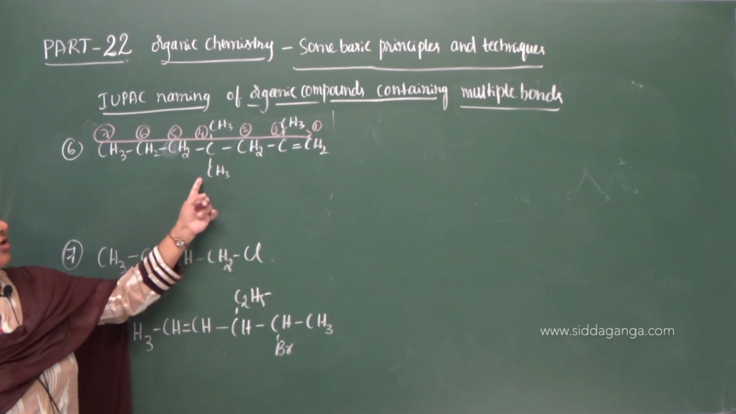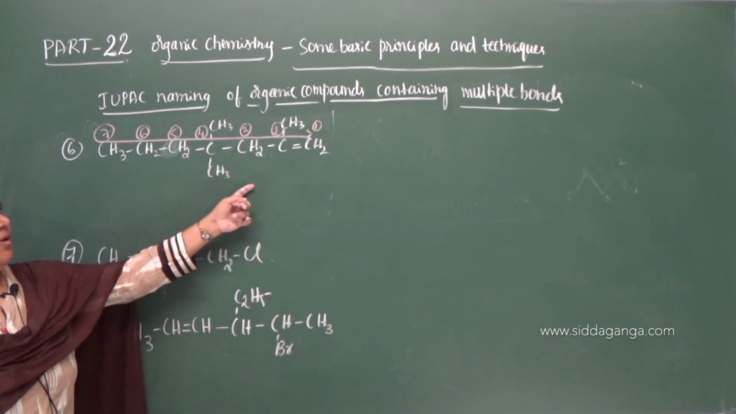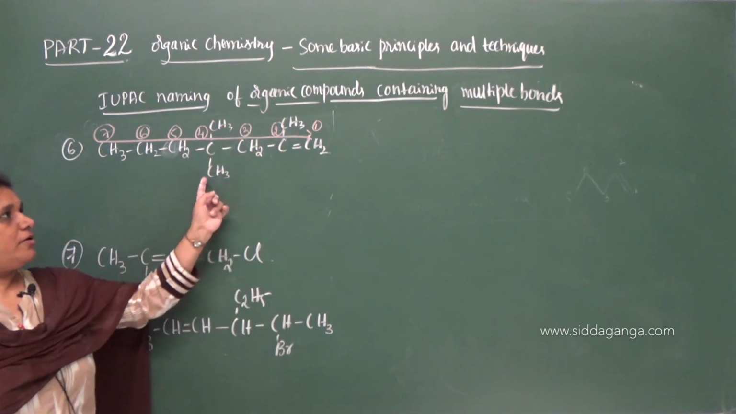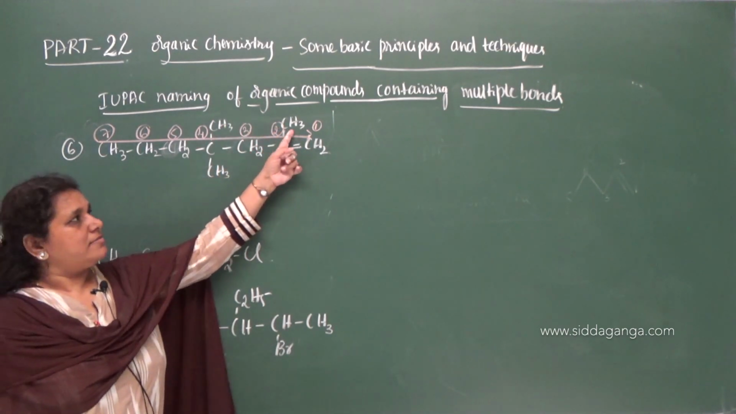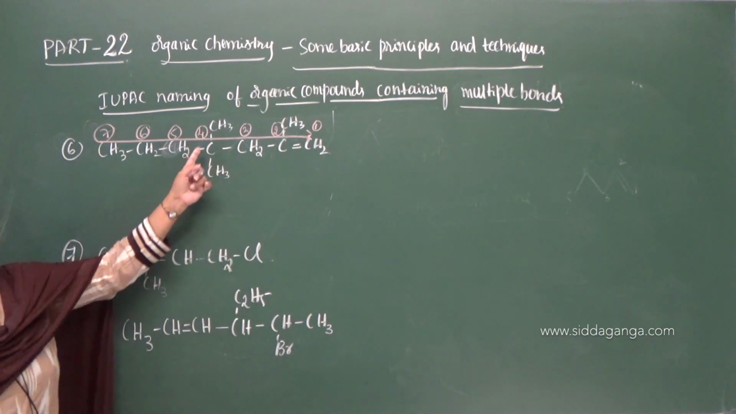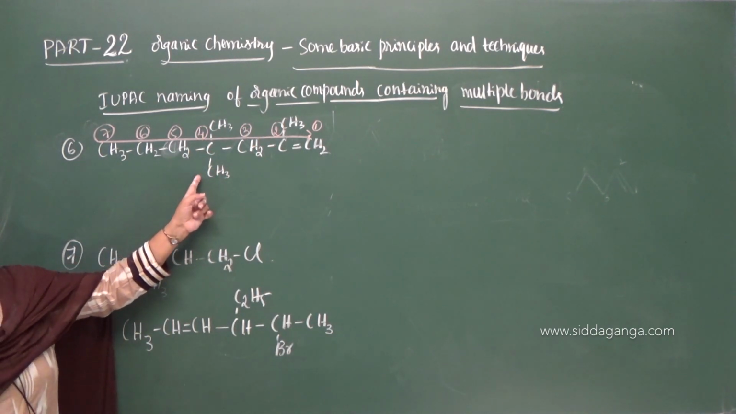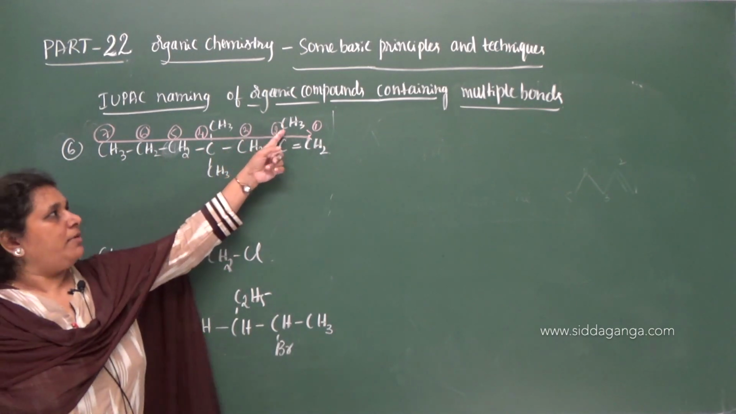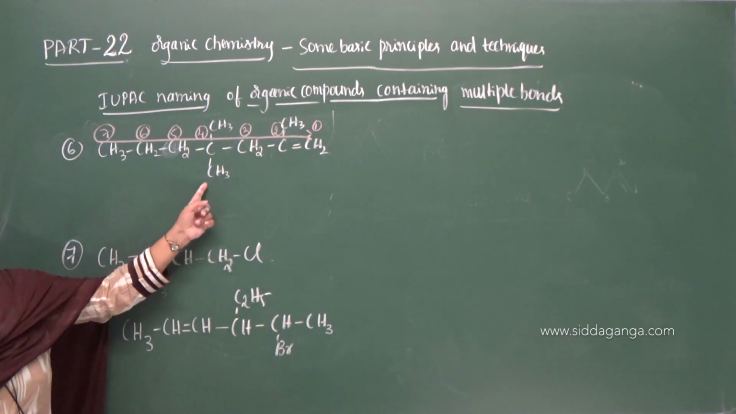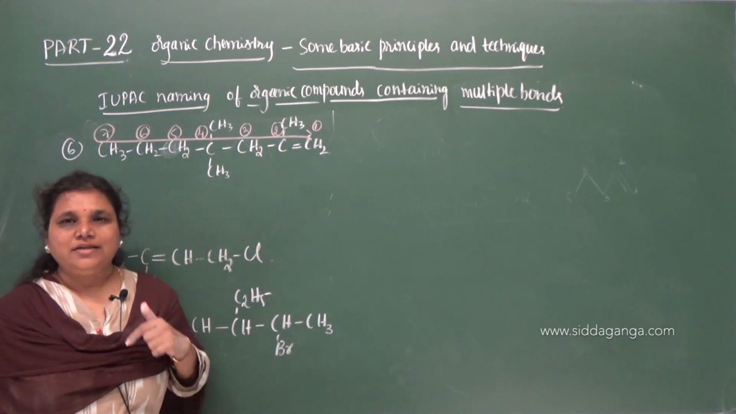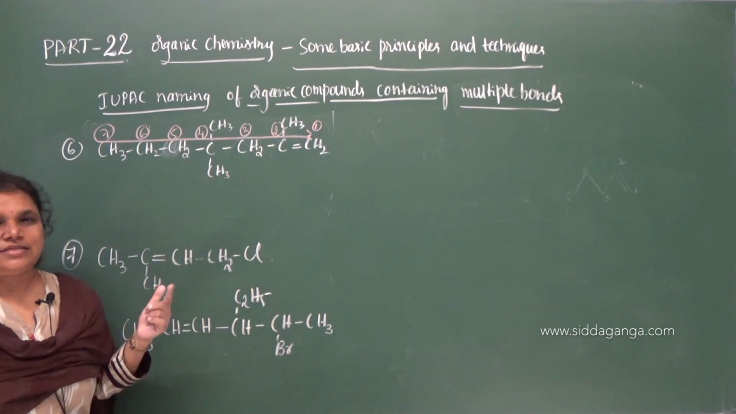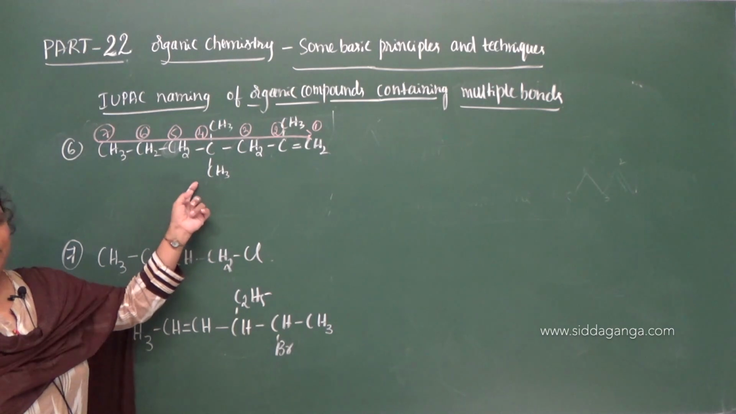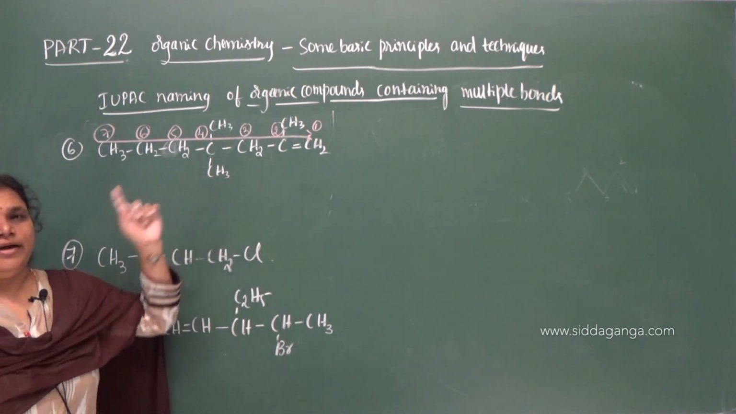So you need to give the prefix first, because there are 3 substituent groups here. One is on the second carbon and 2 more on the fourth carbon, but all the substituent groups are identical. 1 methyl, second methyl, third methyl. So total there are 3 methyl groups. You can use it as trimethyl. So trimethyl is there along with the double bond.